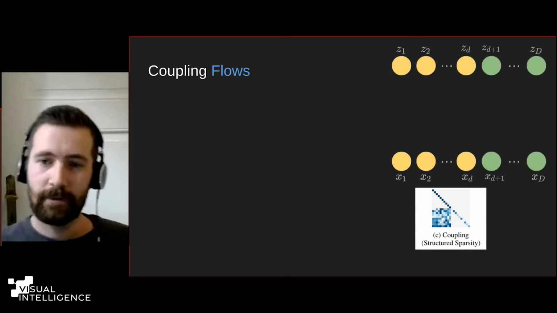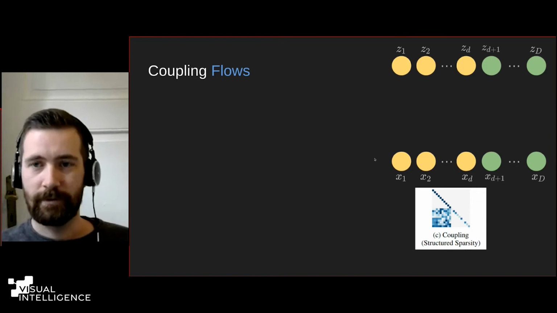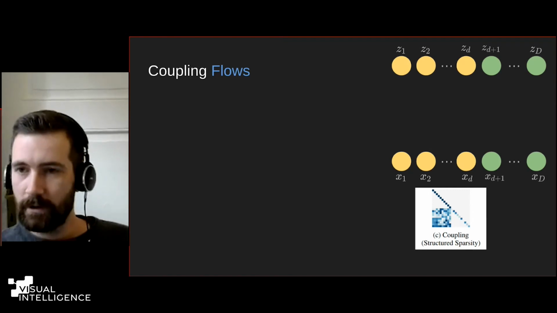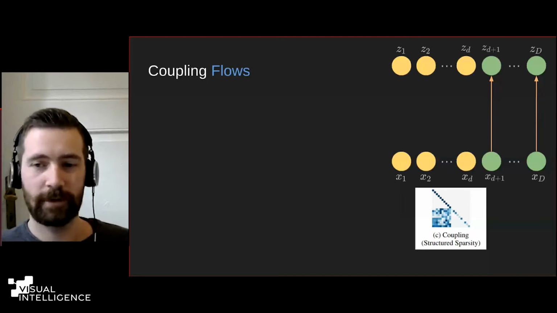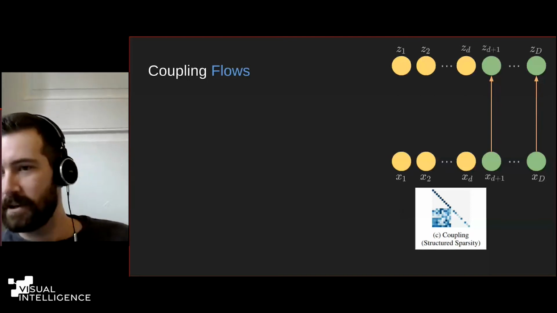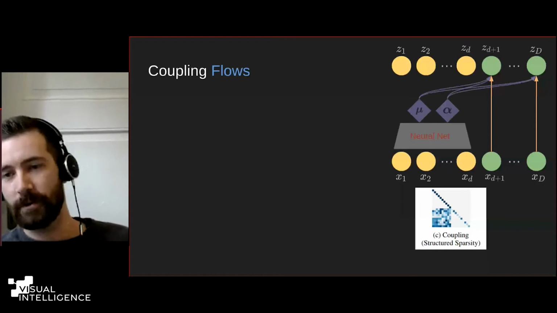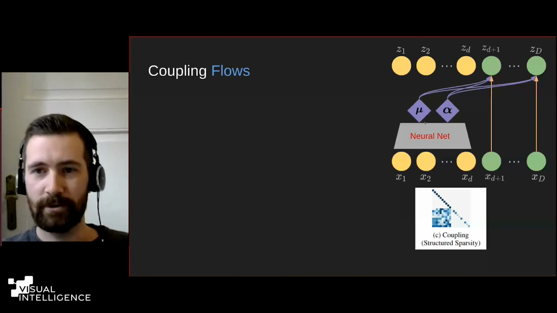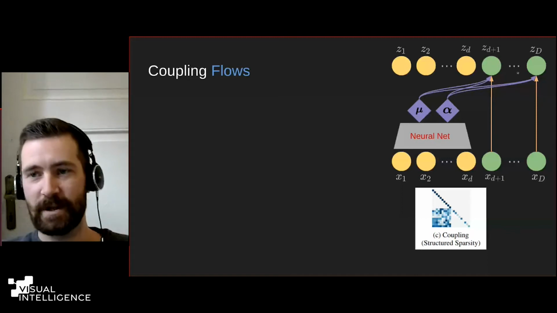So say we have some data X. This could be our image. It has D pixels, and we want to transform that to the latent space, or to the transformed variable set. What we do is we split the data into two parts. Usually roughly 50-50, but you can choose that. And then we transform the second half, this green one, and we do that conditioned on the first half. So we have some neural network that looks at the first half, and it outputs some parameters, mu and alpha, for example, that basically decides the transformation for the second half.